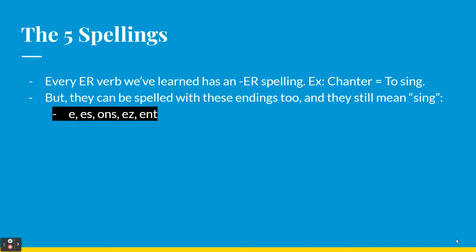The 5 spellings. Every ER verb we have learned has an ER spelling. Example, chanter, to sing, danser, to dance, dessiner, to draw. But they can also be spelled with these endings, and they still mean the same thing. For example, if you spell chanter with an E at the end instead of ER, or an ES at the end instead of ER, it still means sing.